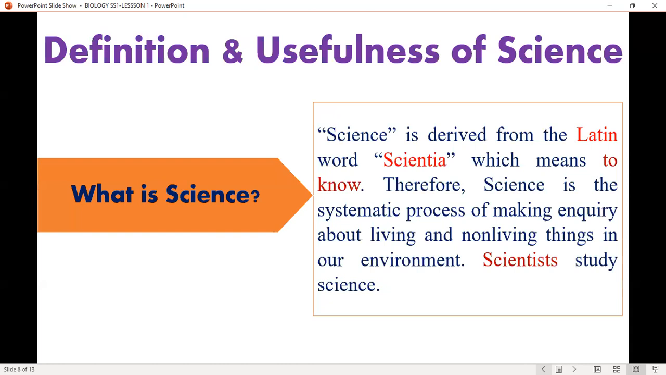Definitions and usefulness of science. Science is derived from the Latin word scientia, which means to know. So therefore, science is the systematic process of making inquiry about living and non-living things in our environment. Someone that studies science is called a scientist. So scientists study what? Science.